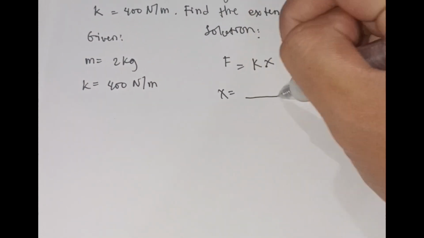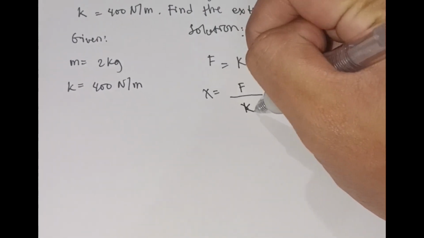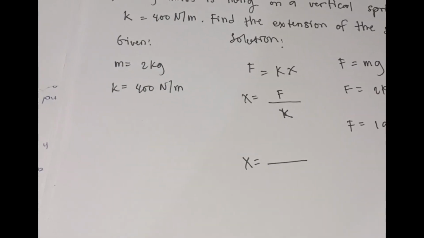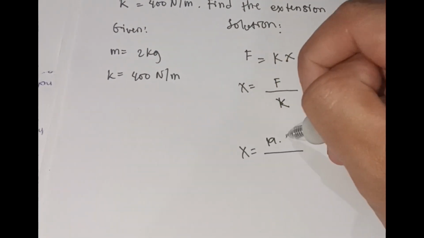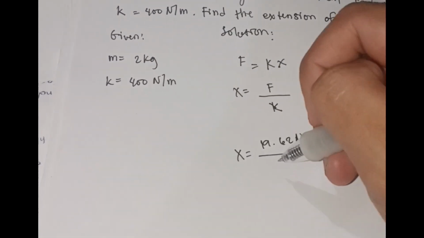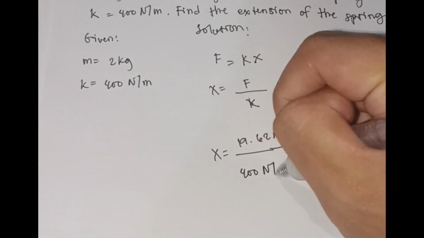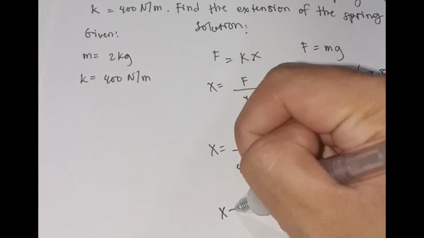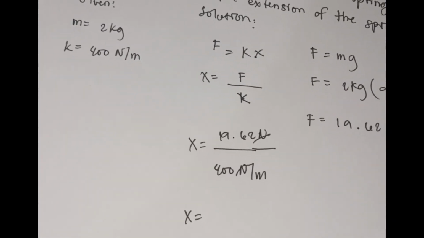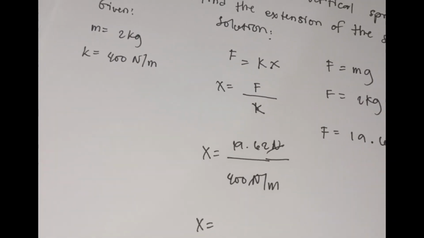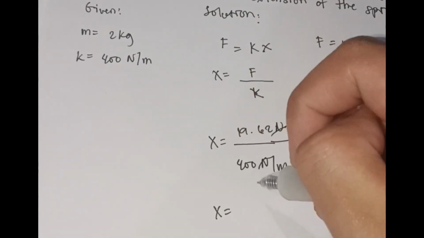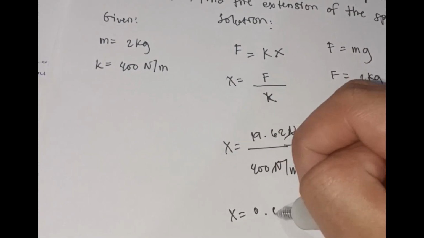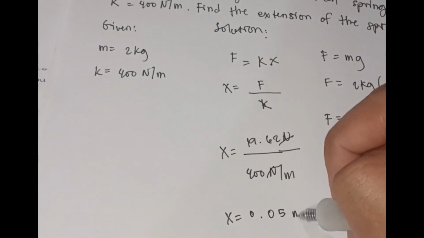So let's substitute. x is equal to force over k. x is equal to force, which is 19.62 Newton, over 400 Newton per meter. Cancel. 19.62 divided by 400. So the distance is 0.05 meter.